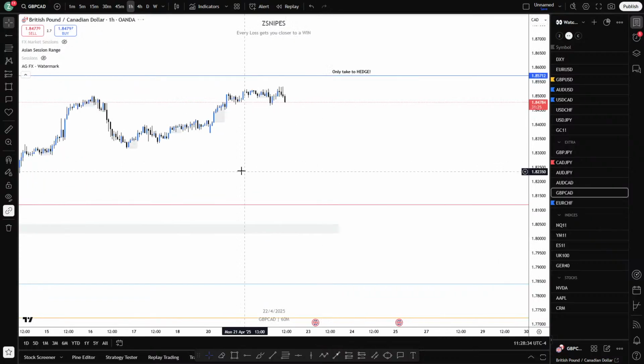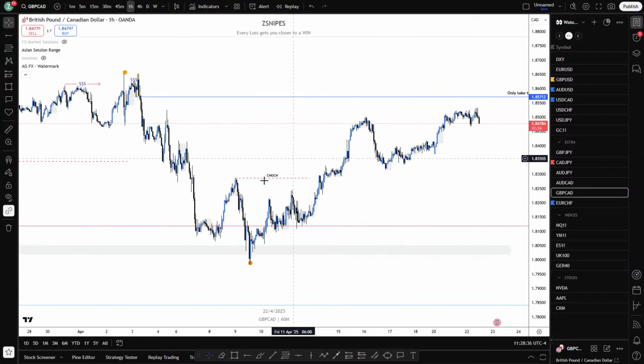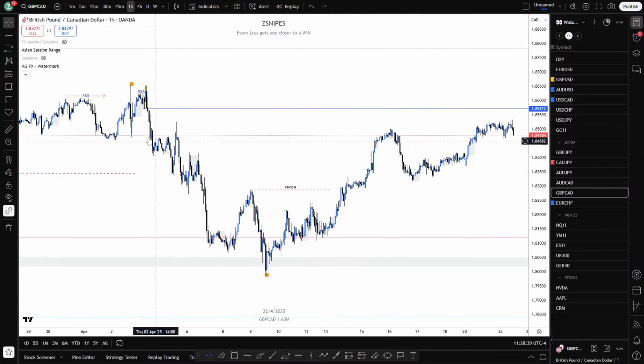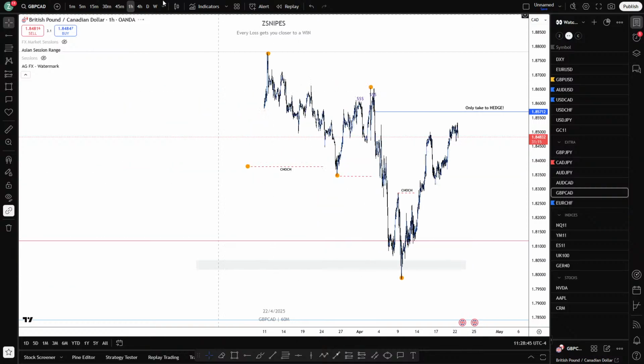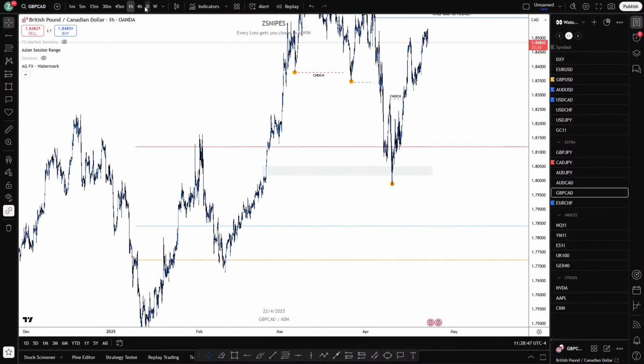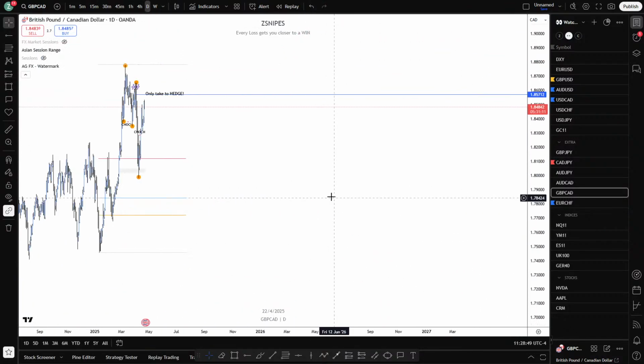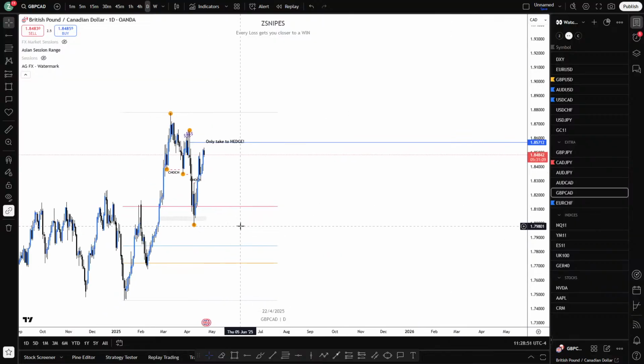We have our change of character, which is telling us that buyers are in control of this market now, and then we broke the high. So that means buyers are getting back in, and we tapped into a 4 hour area, a 4 hour discounted pricing. So we're looking for buys on GCAD at the moment.